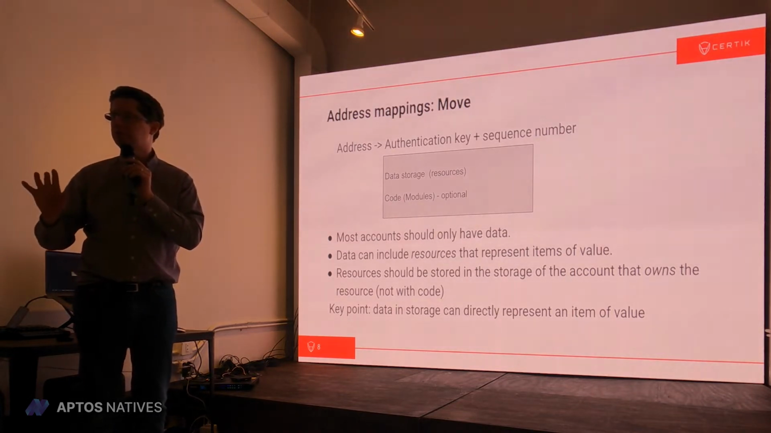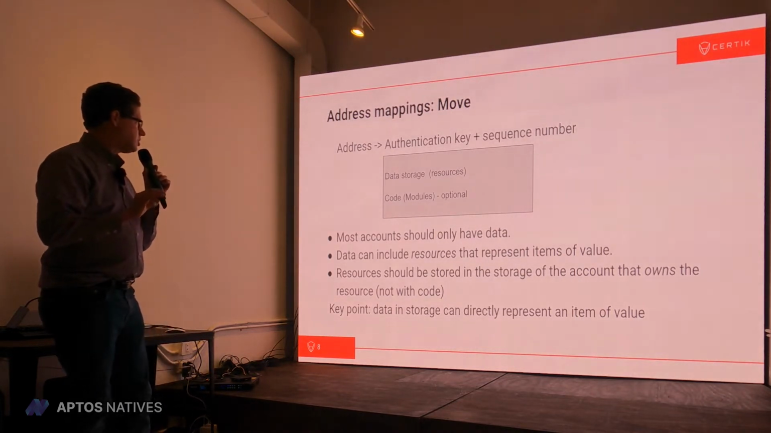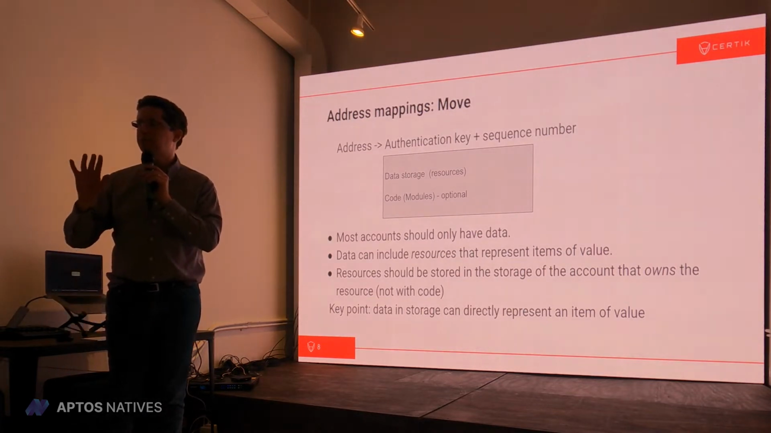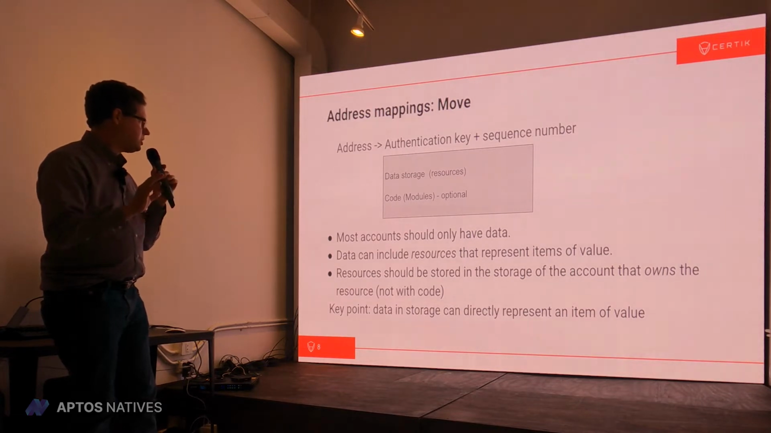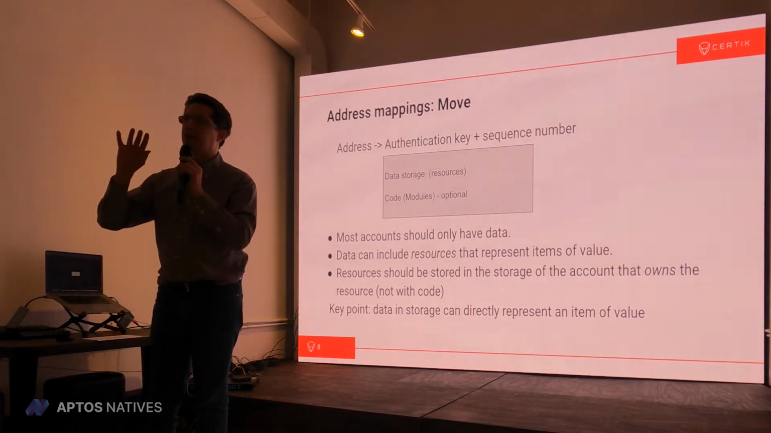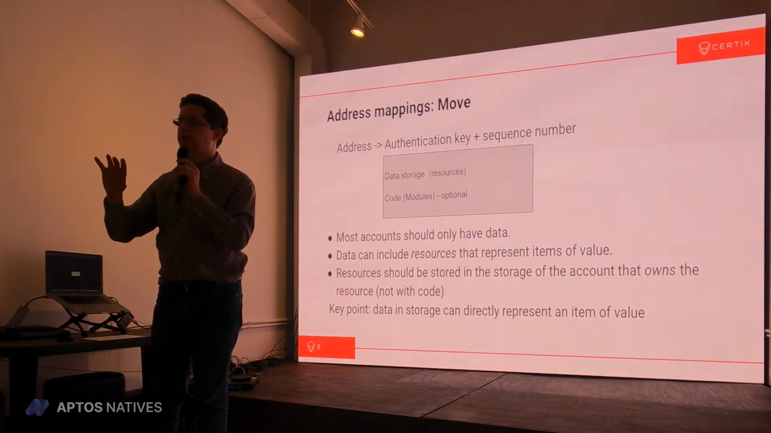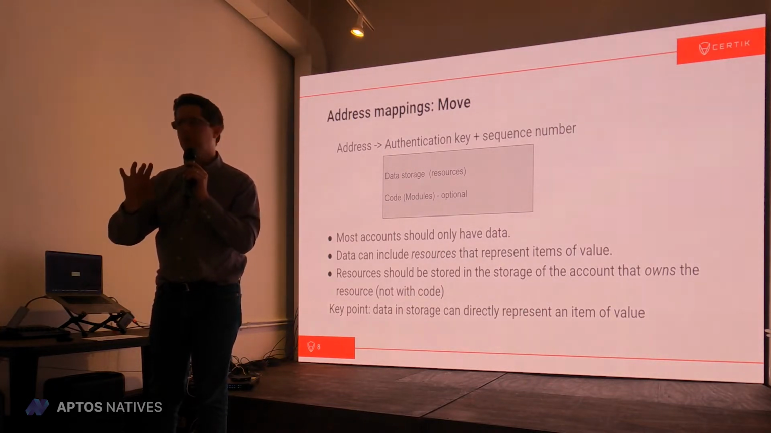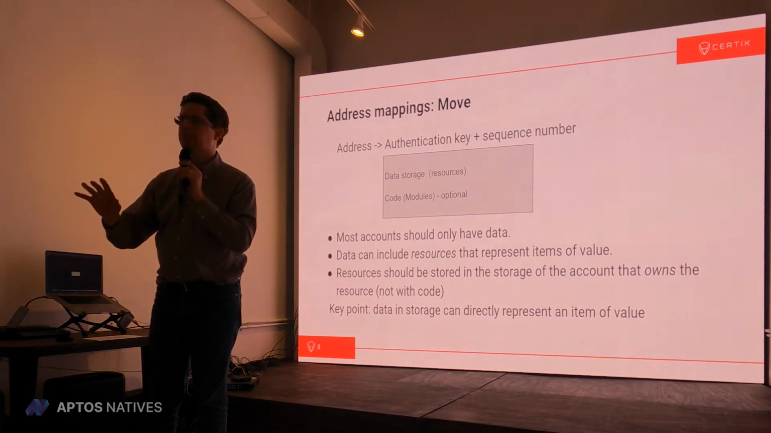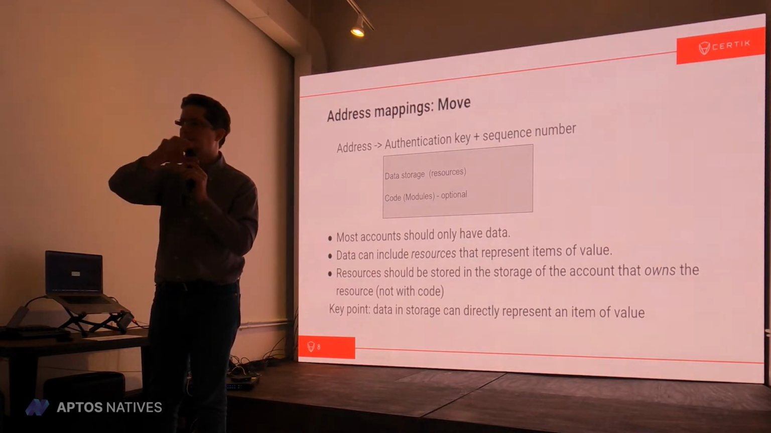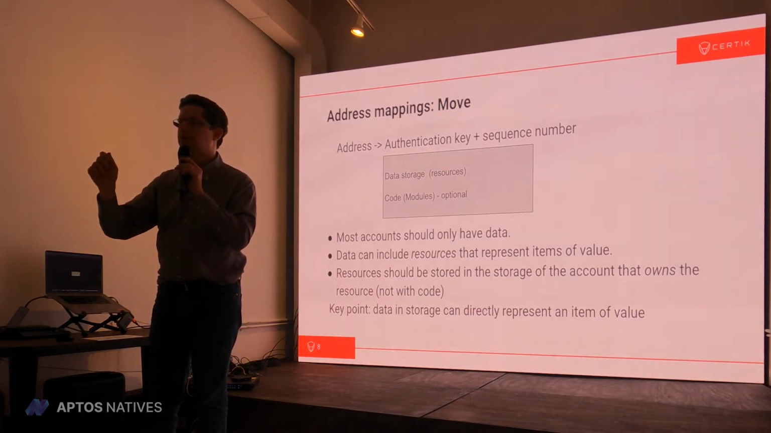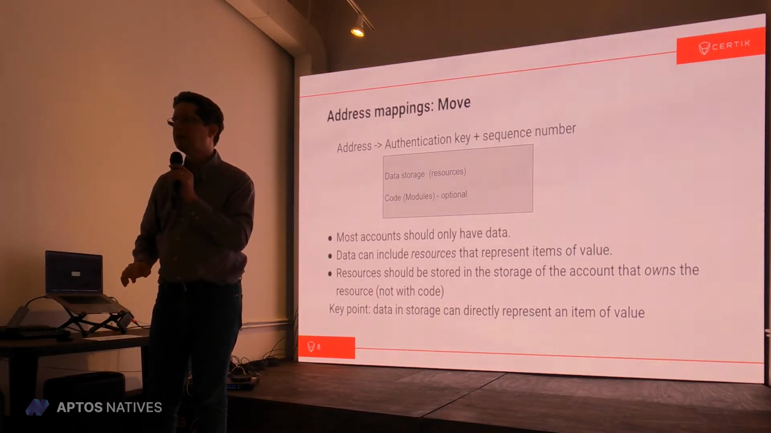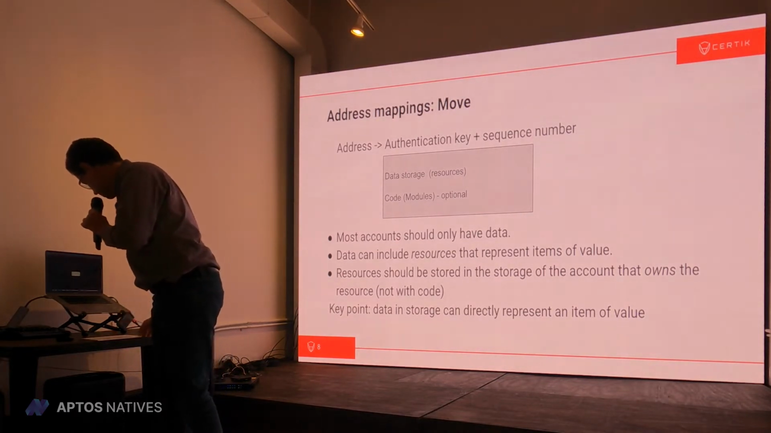Data can include resources that represent items of value. The items of value should be stored in the account that owns that item of value, and so it's not stored with the code. The key point is the data in storage can represent an item of value, and the items of value should be stored with those accounts. And this is what gives Aptos the ability to have really high throughput. Because your data is separate, if two accounts are talking to each other, it doesn't matter what any other account is doing. That transaction can complete independent of any other accounts.